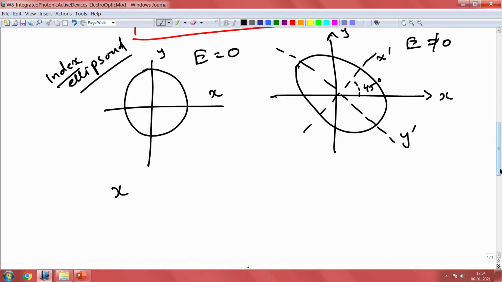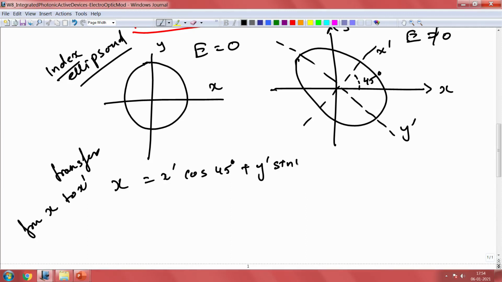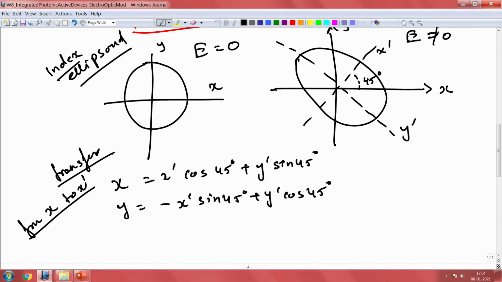So, you need to transform from x to x dash. So, how are we doing that? So, x is nothing but x dash cos 45 degrees plus y dash sin 45 degrees. Similarly, y is nothing but minus x dash sin 45 degrees plus y dash cos 45. So, this is the transformation. Okay. So, transformation of x and x dash or x from x dash.